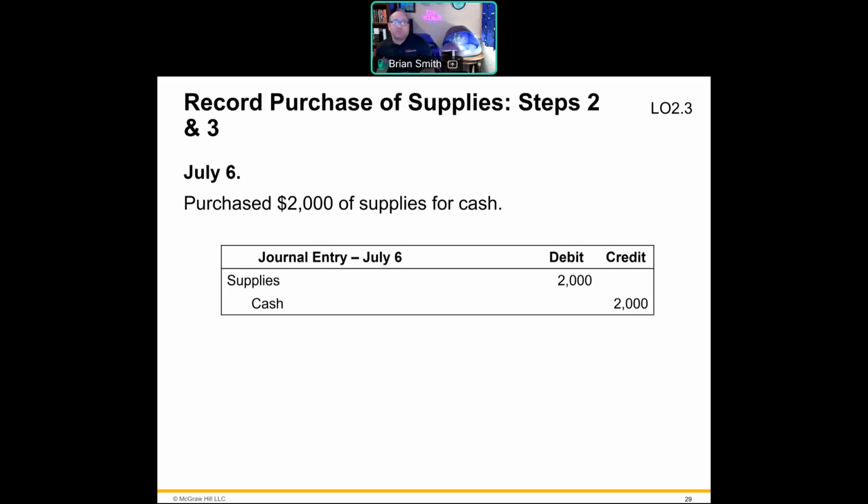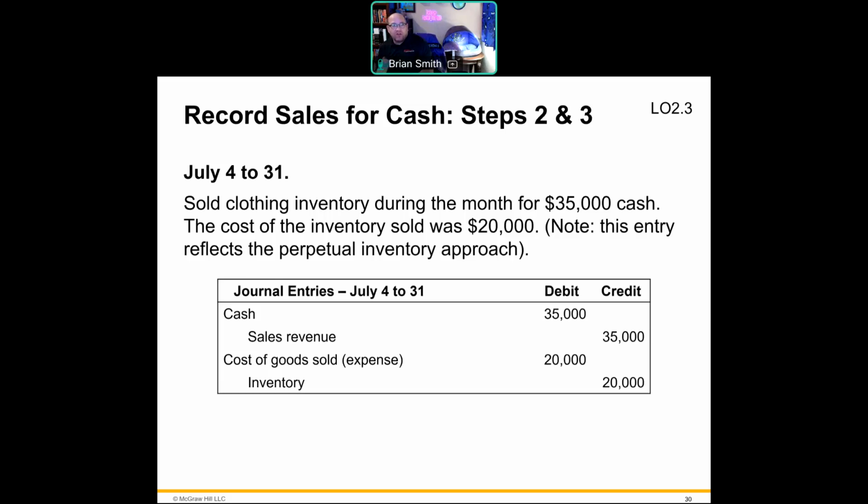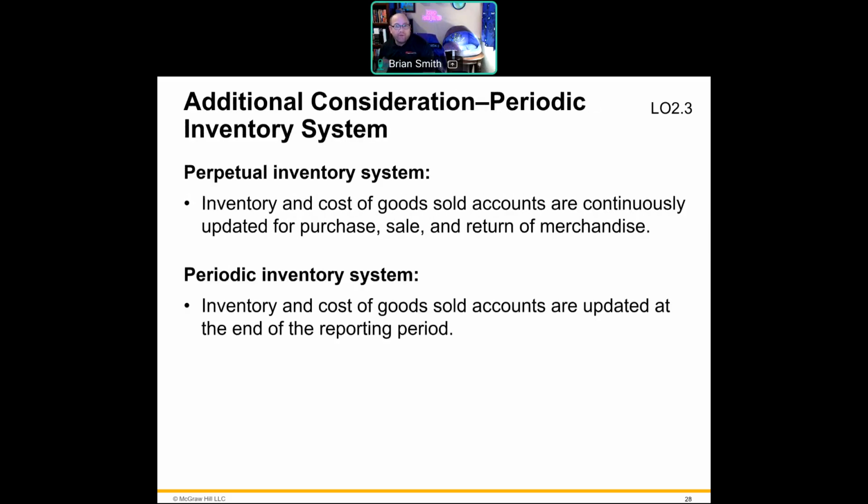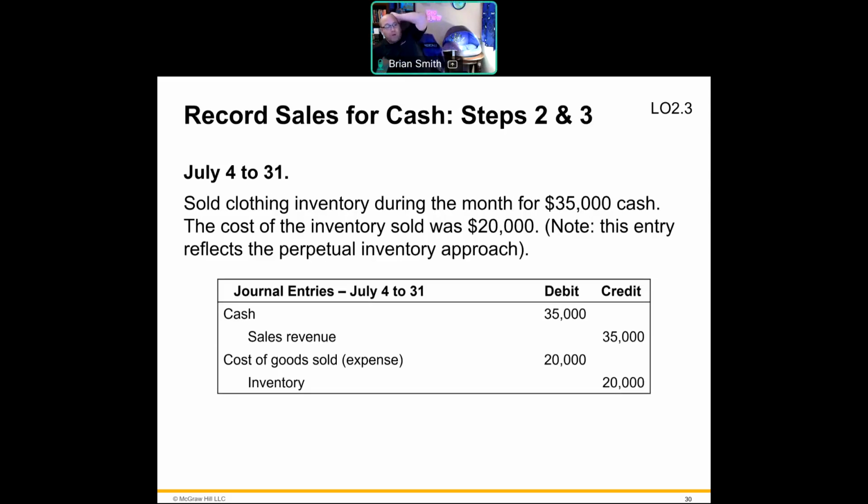Then we purchased $2,000 of supplies for cash. Then we sold some inventory. Did it say what method we're using? Oh, it didn't. Okay. Sold clothing inventory during the month for $35,000 cash. The cost of the inventory sold was $20,000. All right. So this entry reflects the perpetual inventory approach. All right, cool.